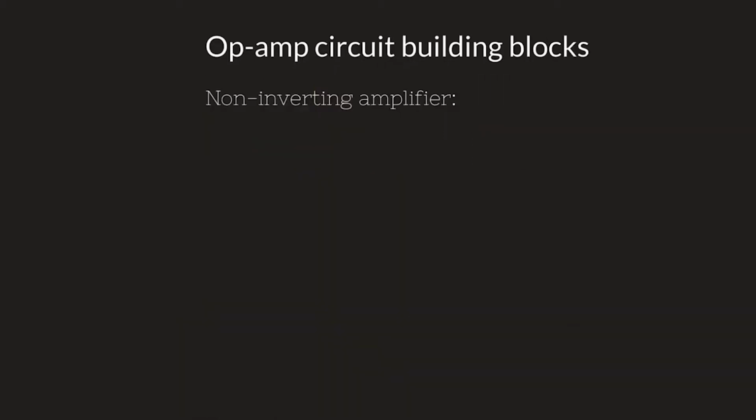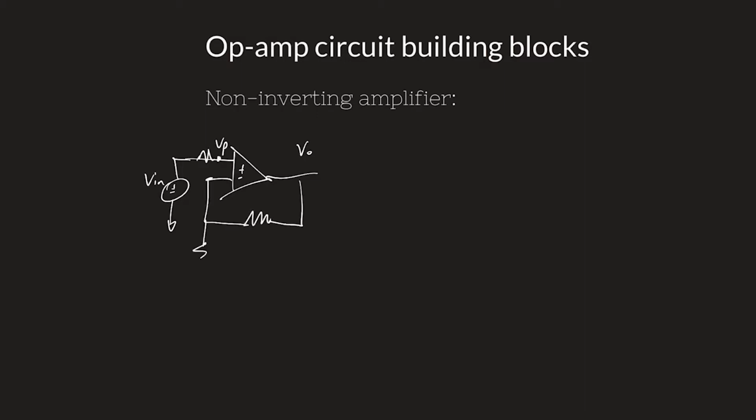So a non-inverting amplifier takes the op amp and puts an input on it. Let's call this VP here. These are all resistors, if you can't tell. We have an input voltage source on the plus side, the non-inverting side. You get the hint, it's going to be non-inverting.